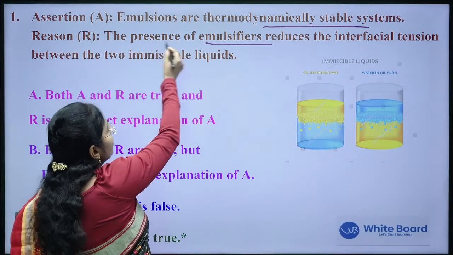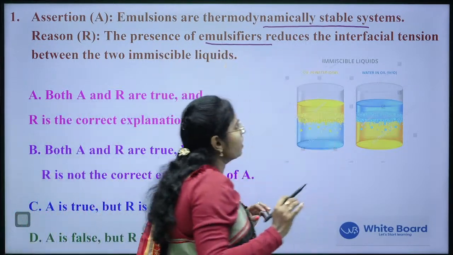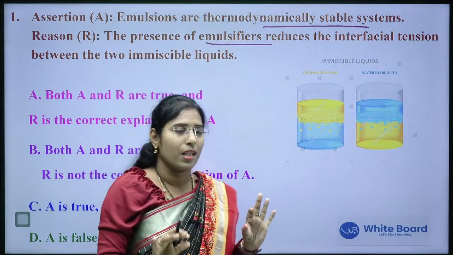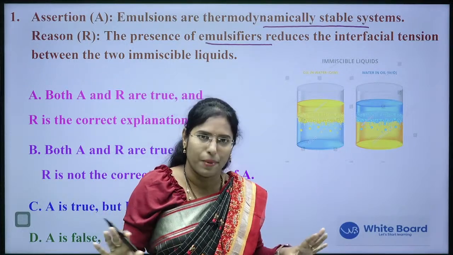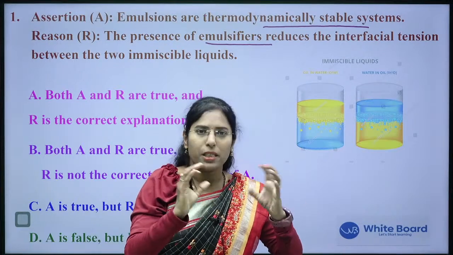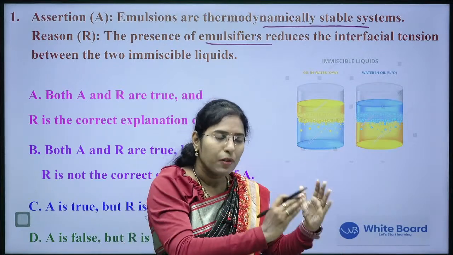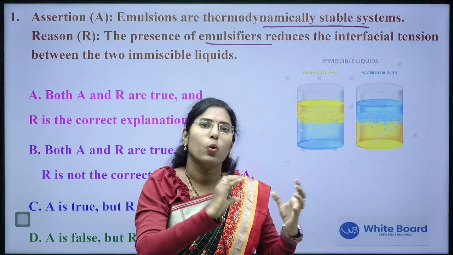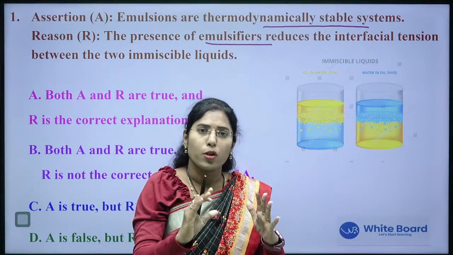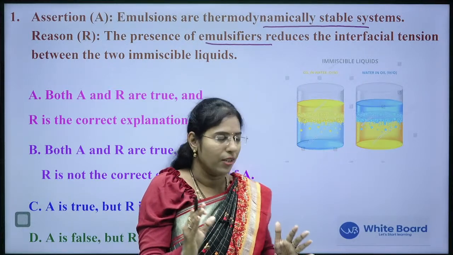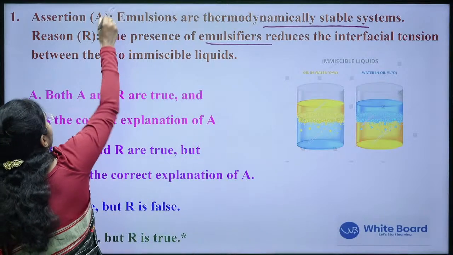So, emulsions are thermodynamically stable systems. No, it's not correct, because they are thermodynamically unstable, because it is a mixture of two immiscible liquids. Upon keeping for a longer time, what happens? The two liquids get separated in order to reduce the interfacial tension. So the first assertion is the wrong one.